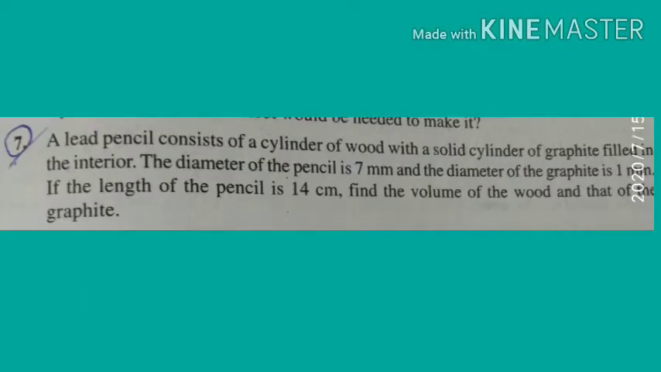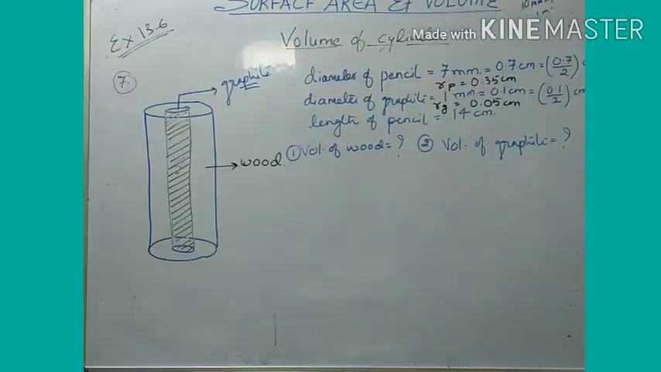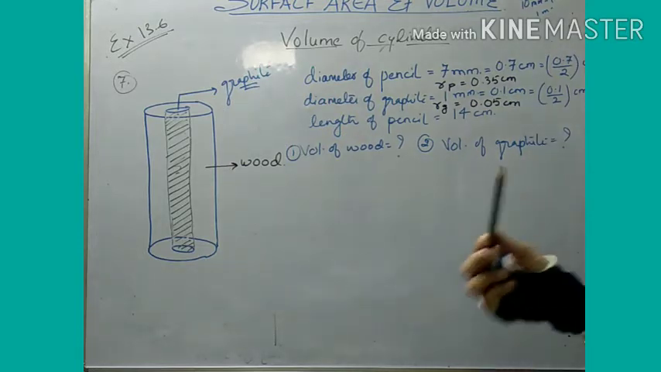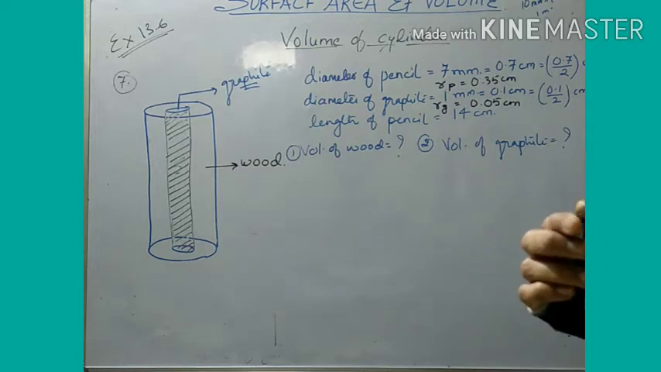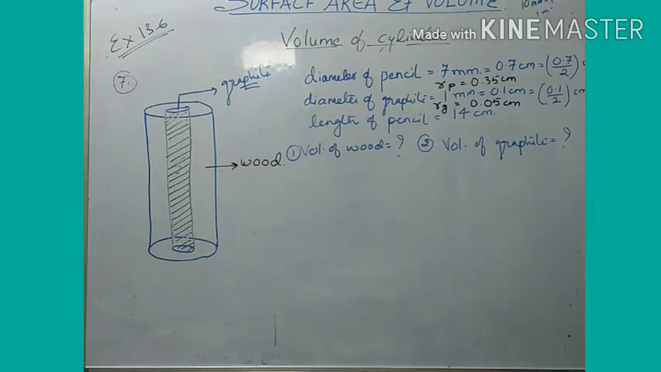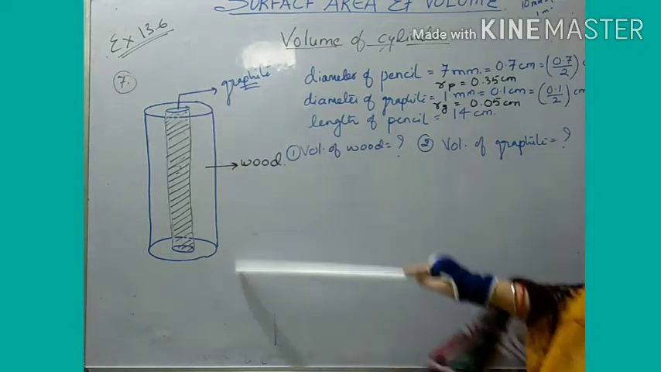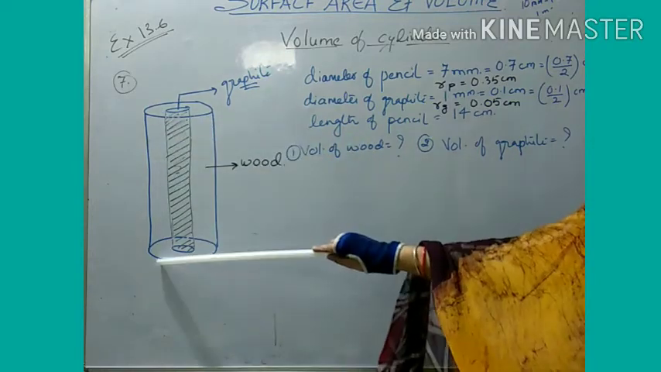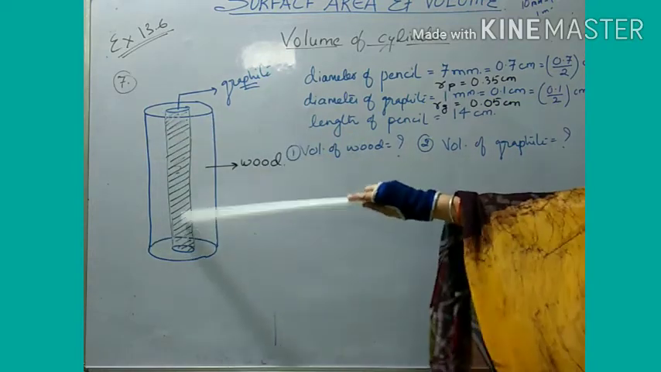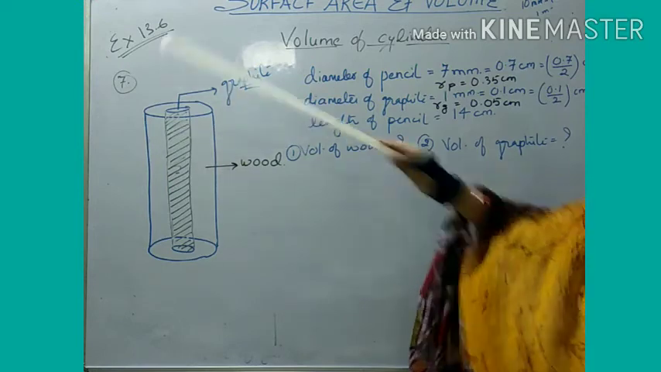In question number 7, we are given with a pencil. In the pencil, we are having this graphite. ठीक है, और बाहर क्या है? Wood. So what is given to us? So suppose this is your pencil. This portion, white portion, is showing you the wood, and this shaded portion is showing the graphite.